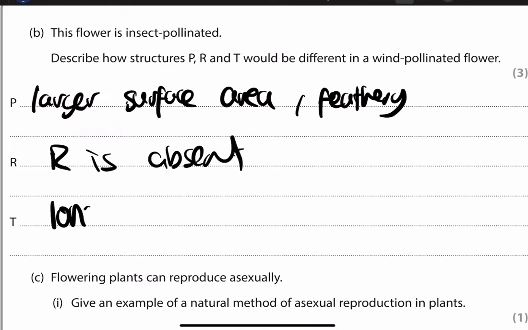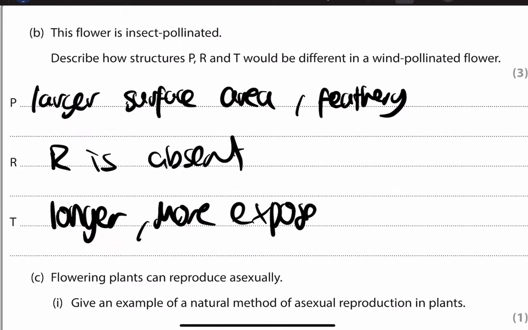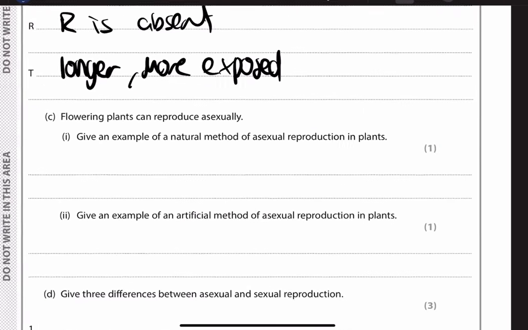So we have a longer filament, longer, more exposed, right? That would be a key difference because we want it to be exposed.